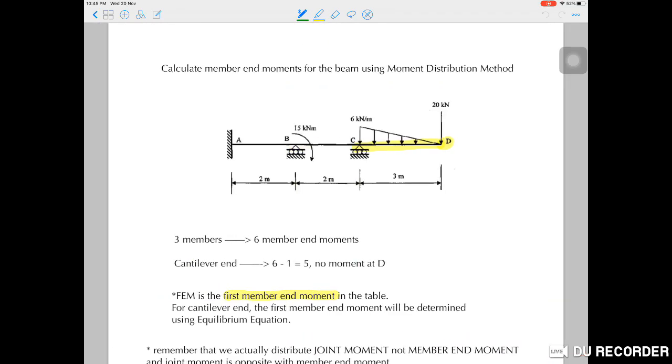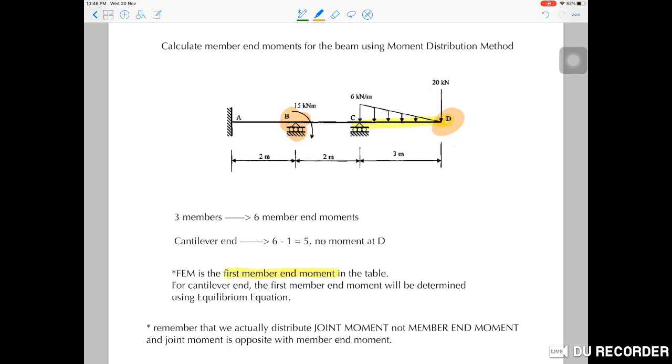Okay, we analyze a continuous beam ABCD. This continuous beam has a cantilever at D, and there is also an external moment applied at B, 15 kN clockwise. Member CD has a triangular load. We must know some important things here. Number one, in this beam there are only 5 member end moments because we have to minus 1 for the cantilever end.